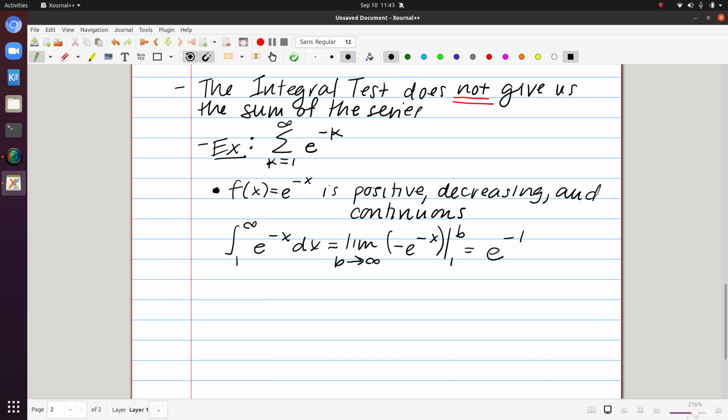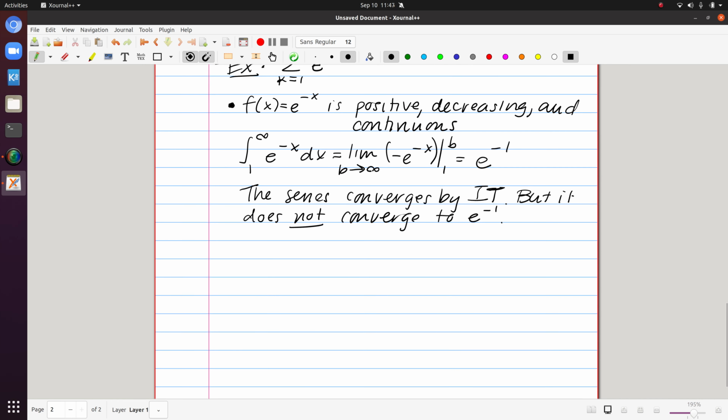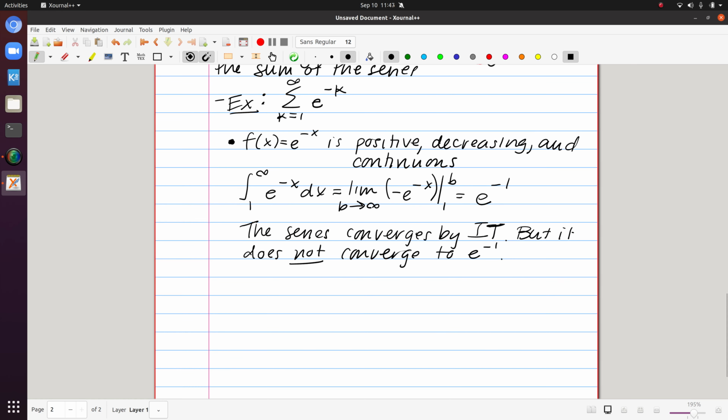So this means the series converges by the integral test because we've shown that the integral converges. However, it turns out it does not converge to e to the minus 1. There are a couple ways we could see that. Notice e to the minus 1 is simply the first term of the series.